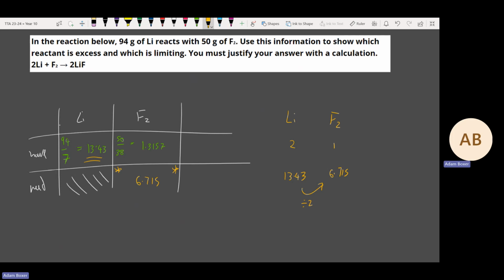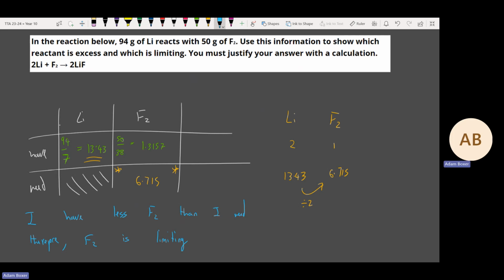Now pause your video. Do you have more fluorine than you need, or do you have less fluorine than you need? Pause and write it down. So I'm going to write, I have less fluorine than I need. And I now want you to pause the video and tell me, does that mean the fluorine is excess or is it limiting? So I'm hoping that you wrote, therefore, F2 is limiting. Done.